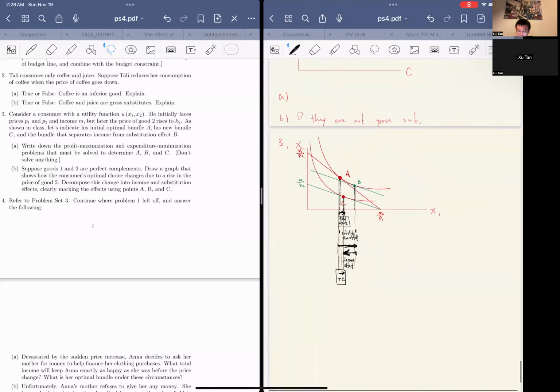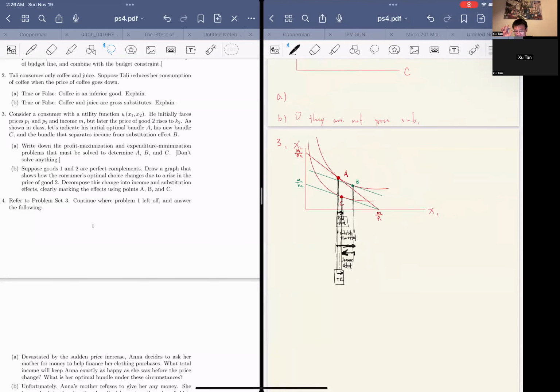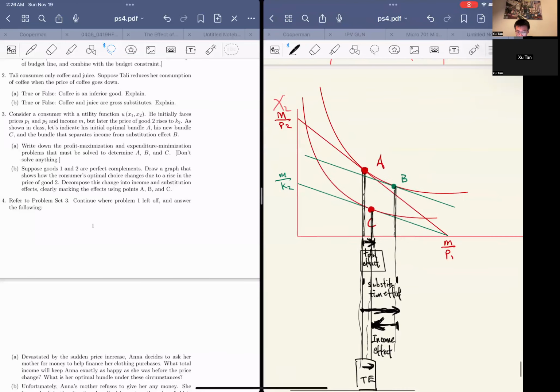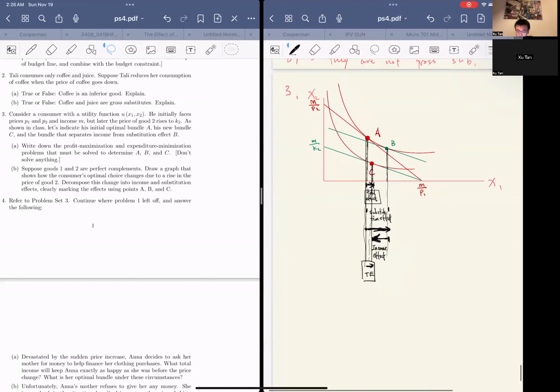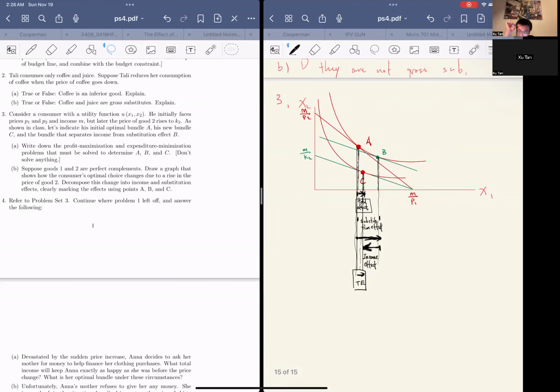Okay. So that's the basic foundation intuition from the graph. That's what we're looking at from the perspective of x1, right? So let's take a look at the perspective of x2. What's the income, substitution, and total effects of consumption of x2 because of the change in price of x2?